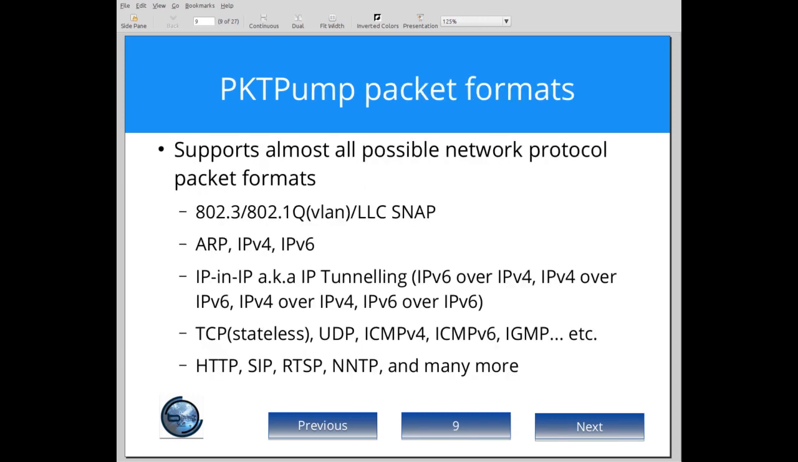PktPump supports almost all possible network protocol packet formats. Some of them are 802.3, 802.1Q, ARP (Address Resolution Protocol), or SNAP (Subnetwork Access Protocol), different types of IP tunneling, v4 over v6, v6 over v4, etc. UDP, ICMP v4 and v6, IGMP, and a large number of other protocols as well.